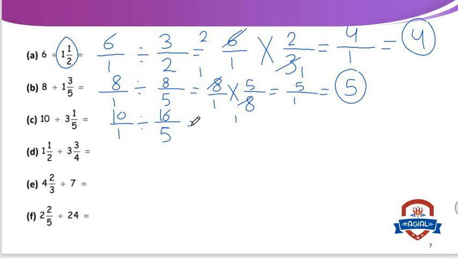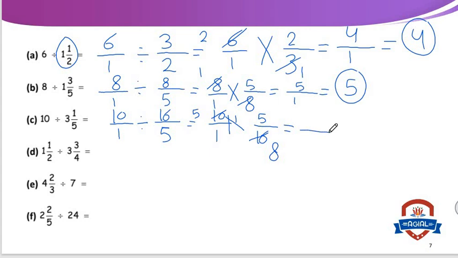Okay, leave, exchange, flip. Leave 10 over 1. Exchange divided become multiply. Flip 5 over 16. So 10 over 1 multiply 5 over 16. 10 and 16, we can divide both of them by 2. 10 divided by 2 equals 5. 16 divided by 2 equals 8.